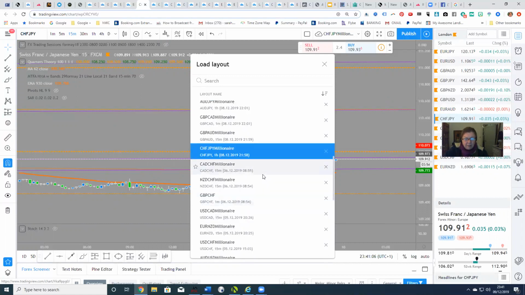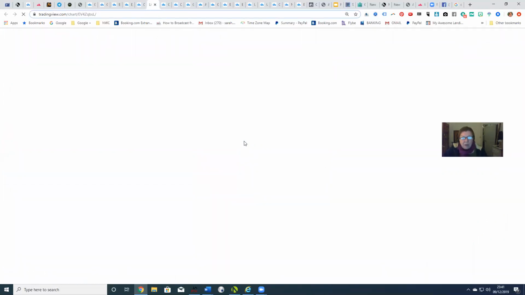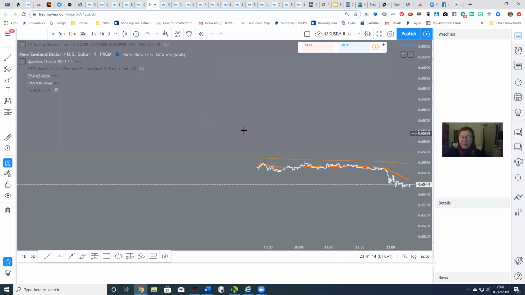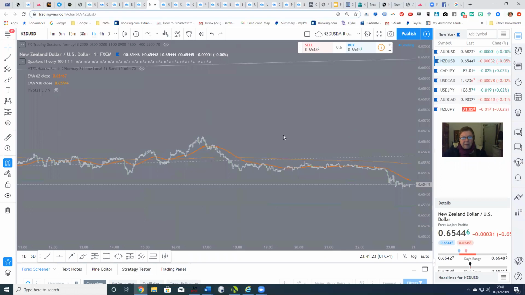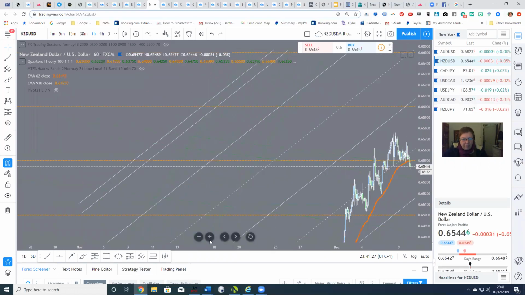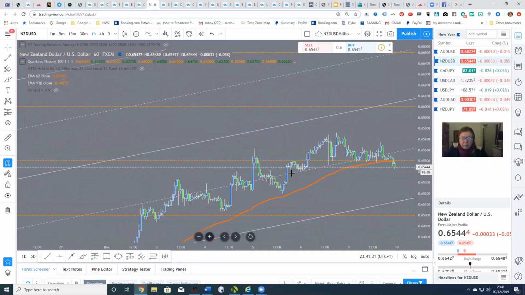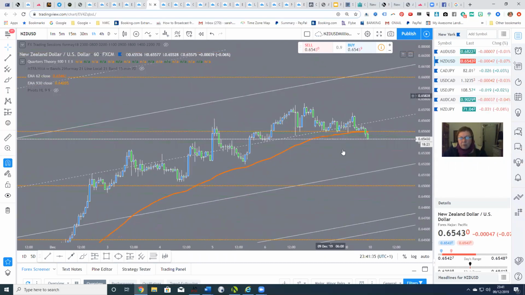NZD USD. There we are, NZD USD. I always double check because sometimes I took a trade recently on completely the wrong pair. I just pressed the wrong button. Your mind wanders. I just thought, how the hell did I do that? So I do physically write down what I'm doing and double check the figures. Again, I've typed in wrong digits before.